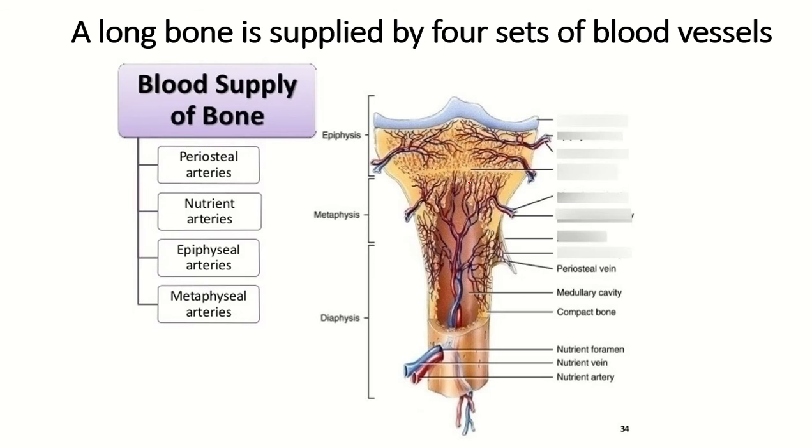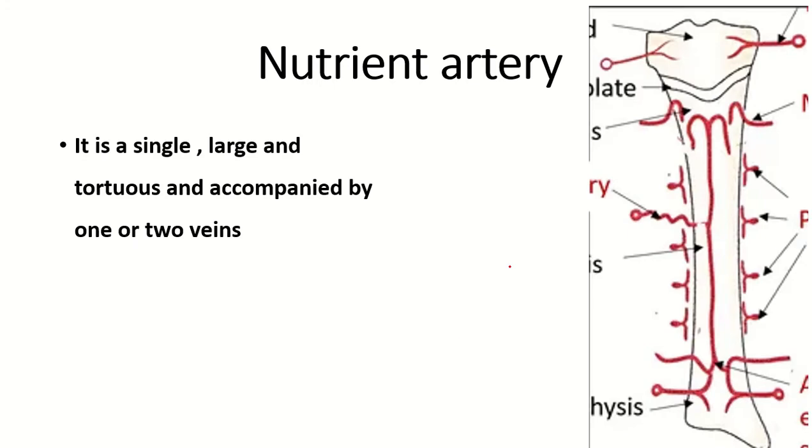In this video, I discuss the nutrient artery. The developing growing long bone is supplied by four sets of blood vessels: the nutrient blood vessels, the metaphyseal blood vessel, the epiphyseal blood vessel, and also the periosteal blood vessel. The nutrient artery is the main supply of the developing growing long bone.